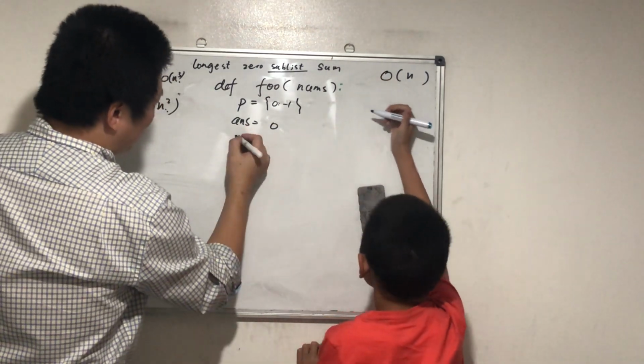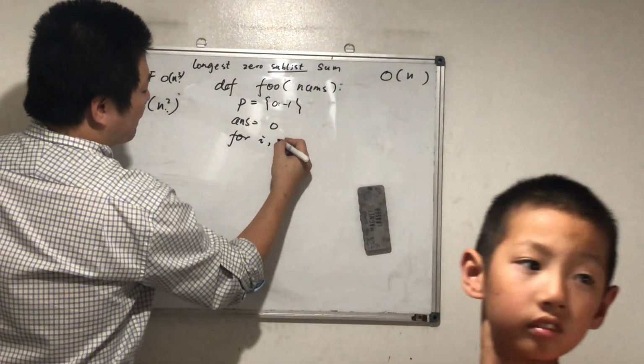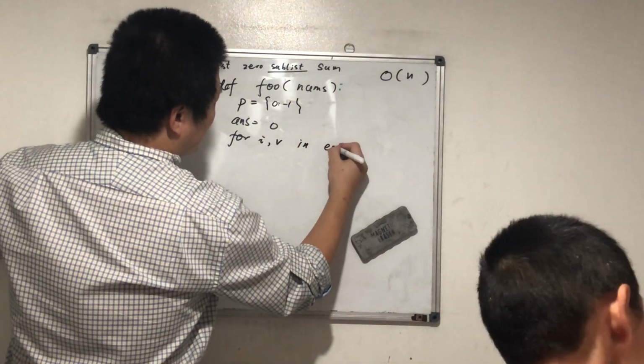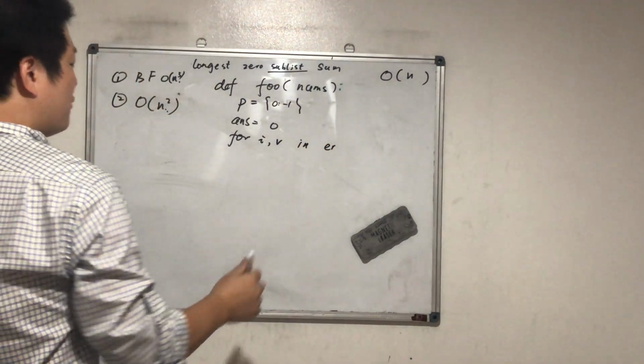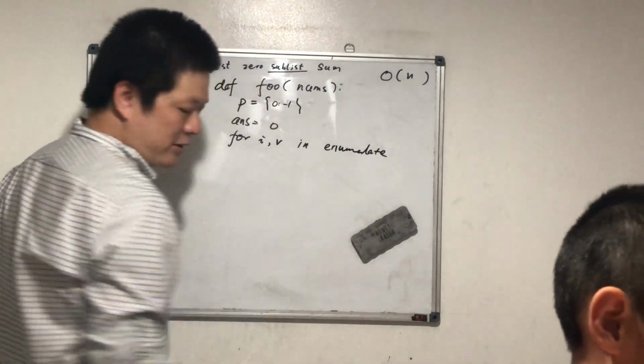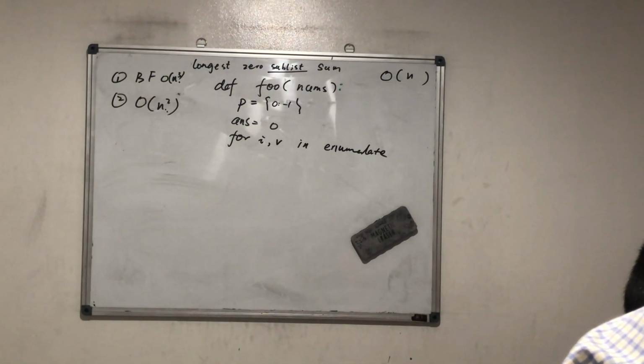Okay, come on, listen to me. For index, value in enumerate, yeah? Let's do it. What's enumerate, remember? How do you spell enumerate? E-N-U-M-E-R-A-T-E.